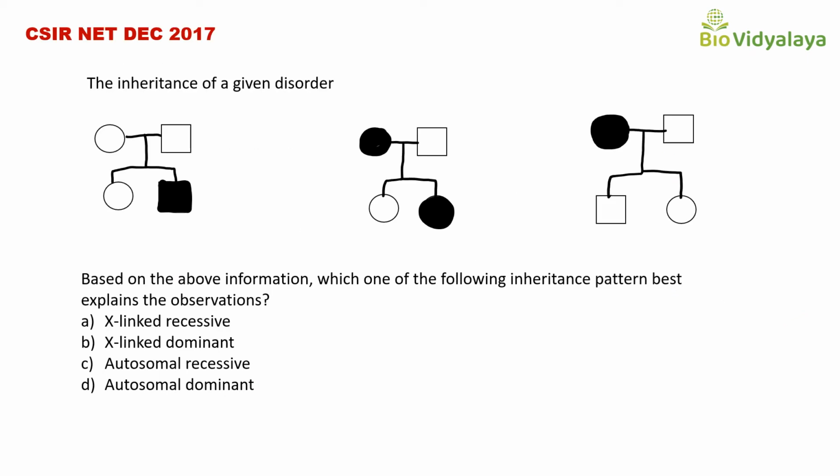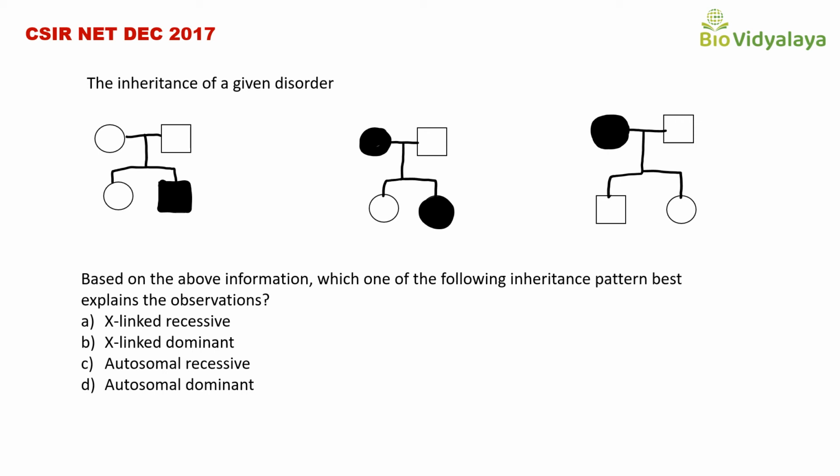This is the question from CSIR NET December 2017. The question is, the inheritance of a given disorder is given in these three pedigrees. Based on the above information, which one of the following inheritance patterns best explains the observation? Option A, X-linked recessive. Option B, X-linked dominant. Option C, autosomal recessive. Option D, autosomal dominant.